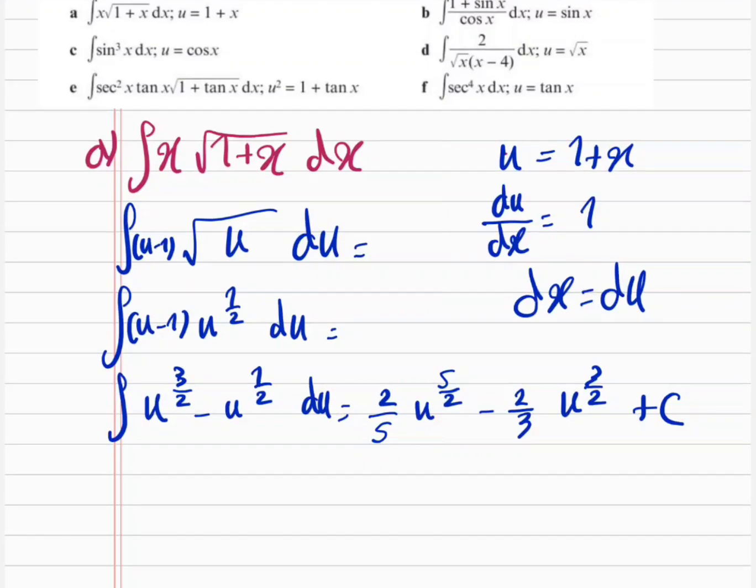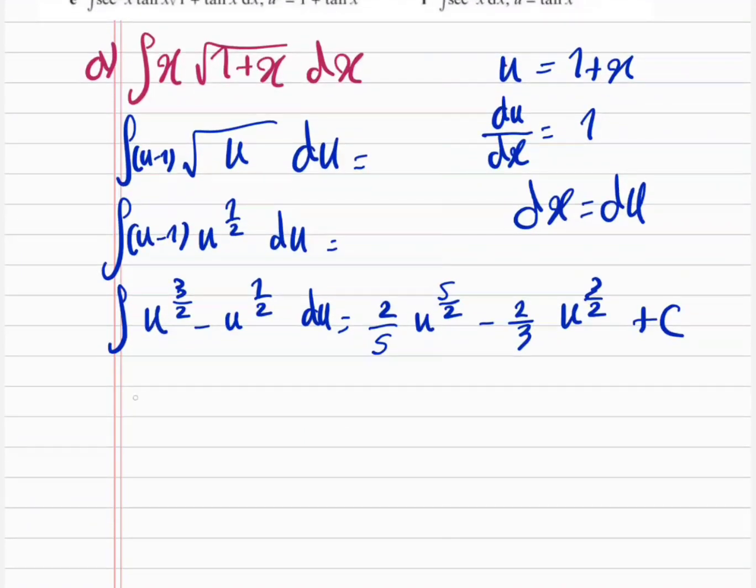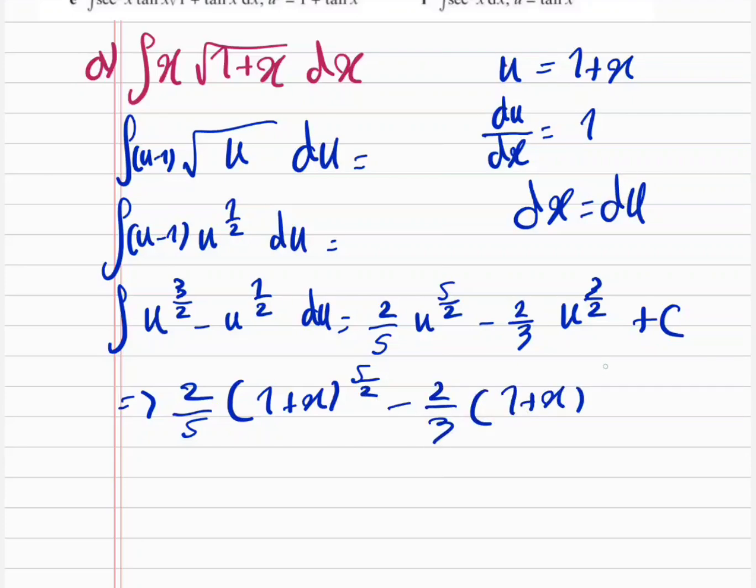Okay, we are almost done, but just remember that at the end we need to substitute back and make this in terms of x. So u is equal to 1 plus x, so we substitute that into u. So we'll have 2 over 5 times 1 plus x to the power of 5 over 2, minus 2 over 3 times 1 plus x to the power of 3 over 2, plus c. And that's it. So that's integration by substitution.